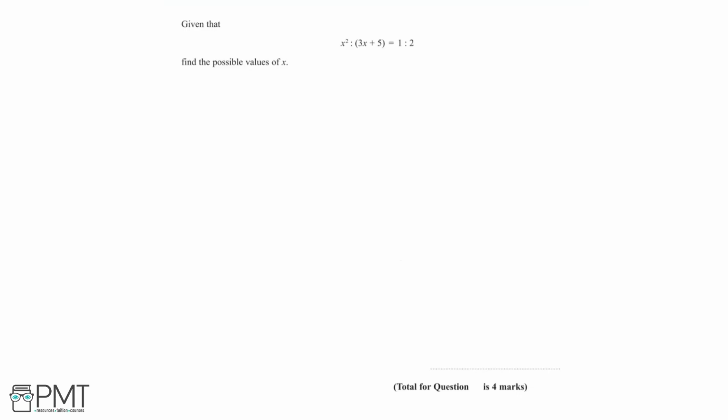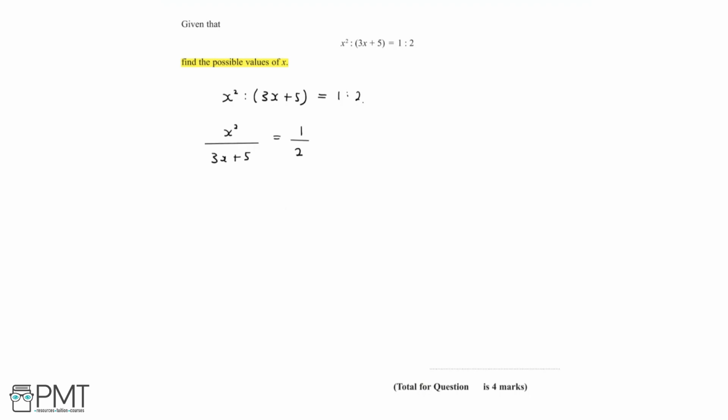In this question, we're told that the ratio of x squared to 3x plus 5 is equal to 1 to 2, and we need to find the possible values of x. We can write our ratio as a fraction, and so we can say that x squared over 3x plus 5 is equal to 1 over 2.